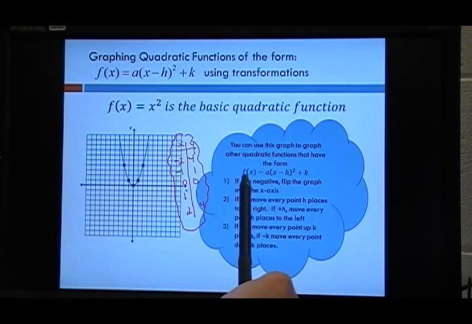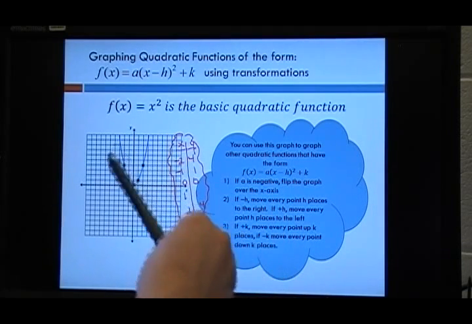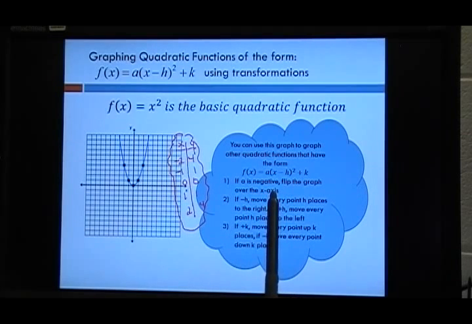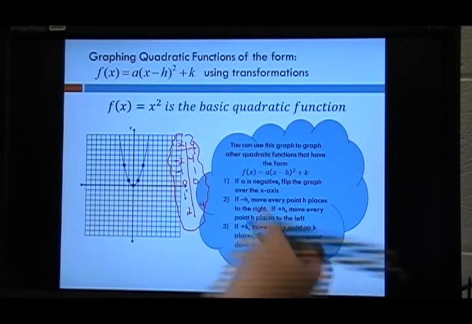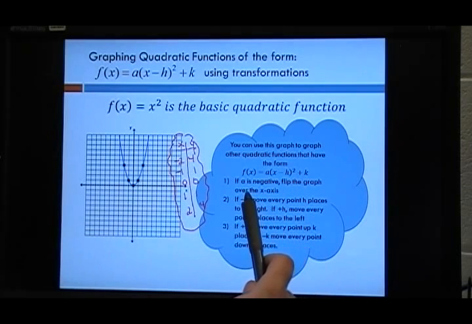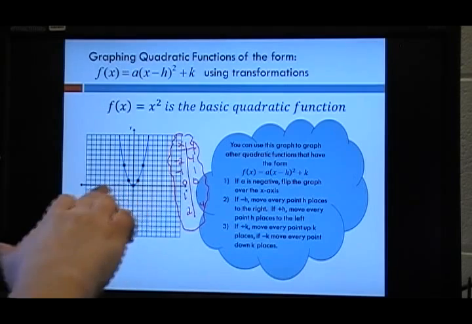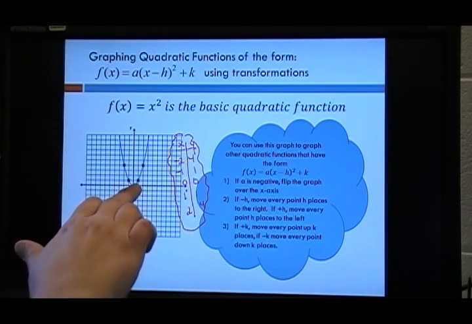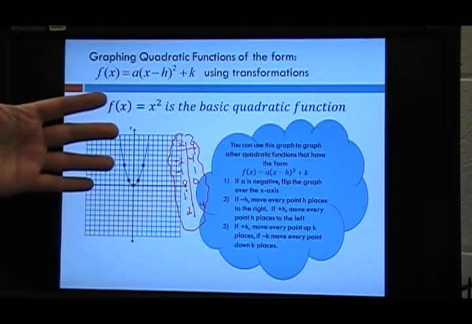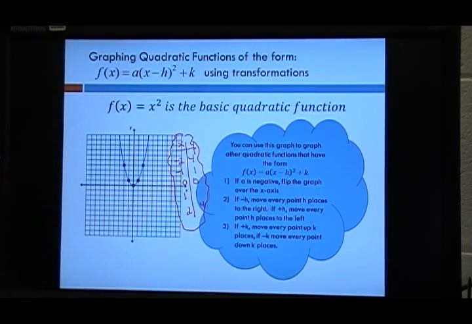So if you're looking at this quadratic function, if the value of a is negative, you're going to take your basic and you're going to flip it over the x-axis. And when we say flip it over the x-axis, a proper way would be to say rotate it. But what you do anytime you want to flip a graph over the x-axis is you take any point on the graph. If there's any point on the x-axis, that point stays fixed. And then what you would do is basically take this and just fold it over the x-axis.